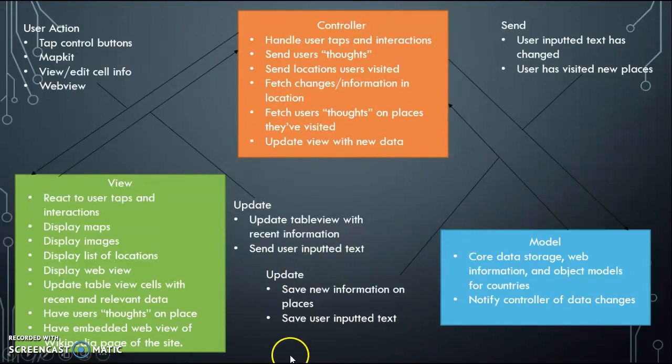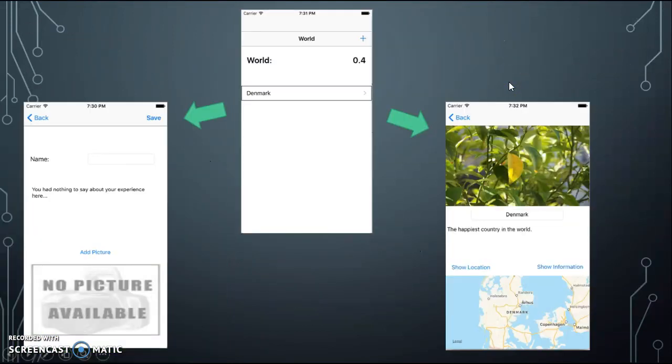And so, talk about the relationship. First, update. It'll save new information on places, which is important, and then save user inputted text. Again, that's the name and the experience. And then up here, send. So if user inputted text was changed, the controller will go ahead and send that. And then also if the user has added any new records, so any new countries. So yeah, just a brief overview. This is what it looks like.